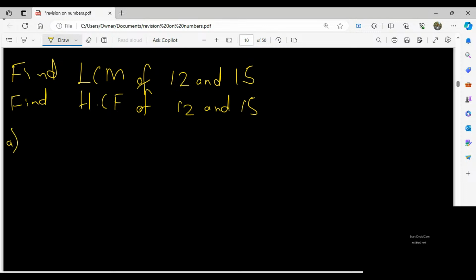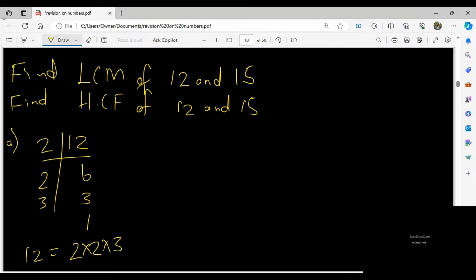So to answer the first one, we need to express these two numbers as products of their prime factors. So 12 as a product of its prime factors can be written like this. We divide by the smallest prime number which is a factor of 12. 2 into 12, 6. 2 into 6, 3. 3 into 3, 1. So 12 is equal to 2 times 2 times 3. Okay. And then 15 cannot be divided by 2, so we divide by 3. 3 into 15, 5. 5 into 5, 1. So 15 is equal to 3 times 5.